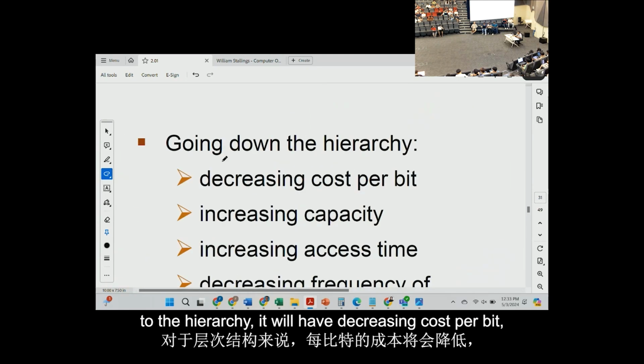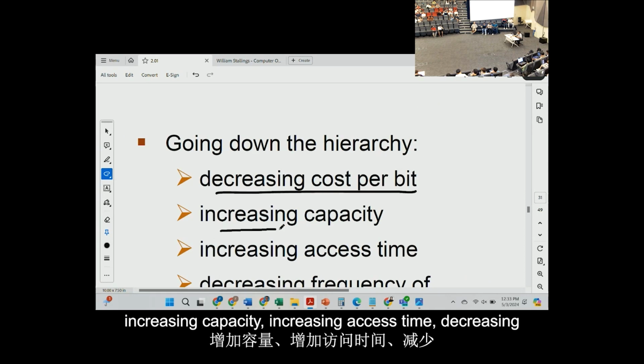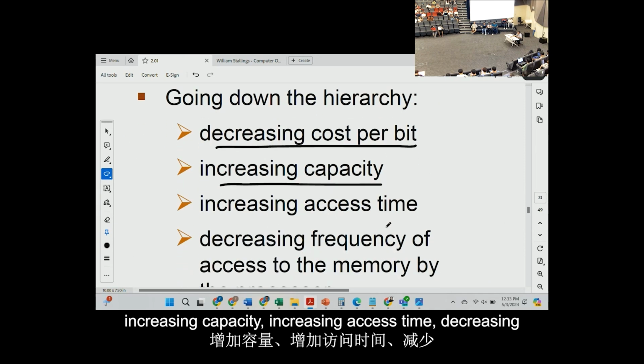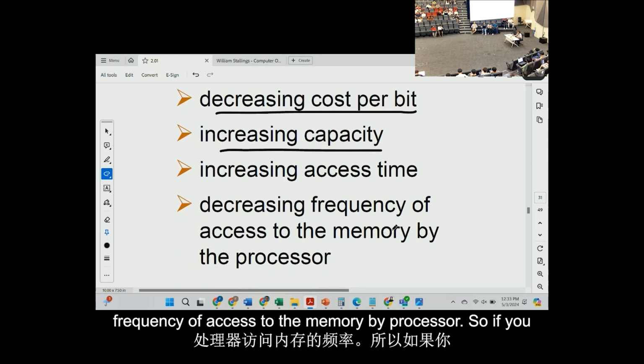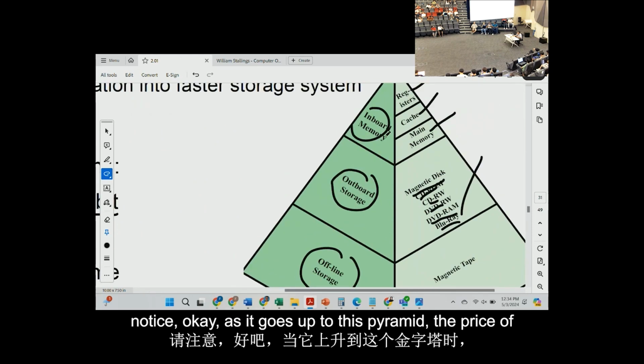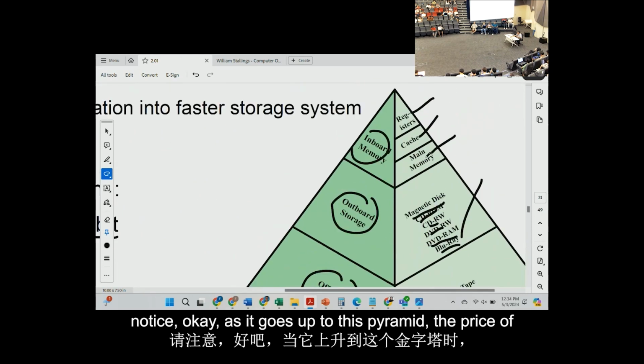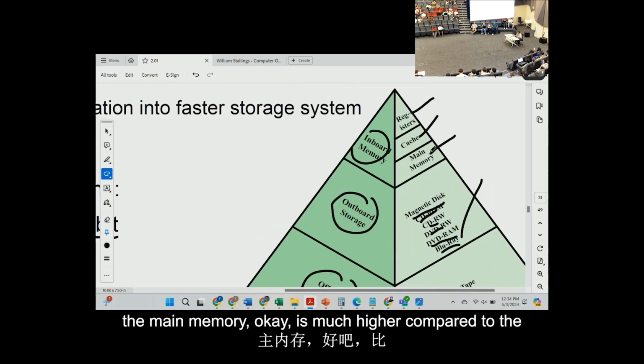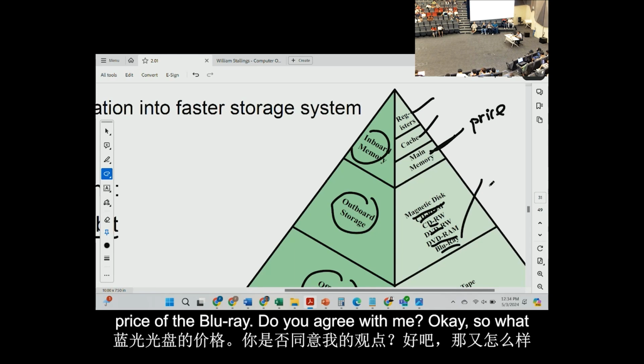Okay, so going down the hierarchy, it will have decreasing cost per bit, increasing capacity, increasing access time, and decreasing frequency of access to the memory by the processor. If you notice, as it goes up this pyramid, the price of the main memory is much higher compared to the price of the Blu-ray. Do you agree with me?